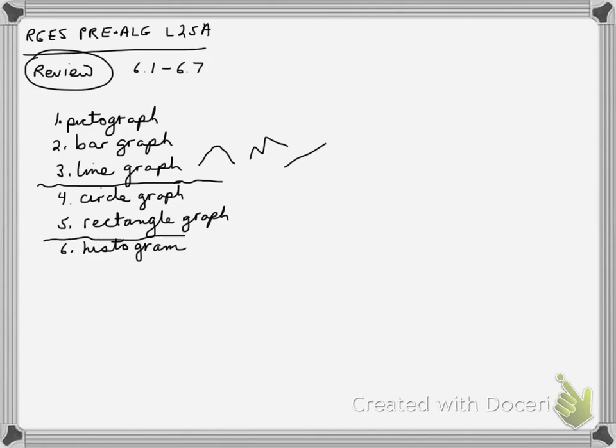Now 4 and 5 are distinct because we're talking about parts of the whole. So you're going to get the percentage first, and then you're going to do the parts of the whole, either the parts of a whole circle, which means that we would have to multiply by 360 degrees our portion. So a part or percent times 360, or for the length, we'd multiply by the length of the rectangle to get the part.